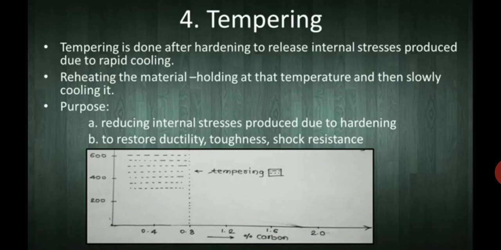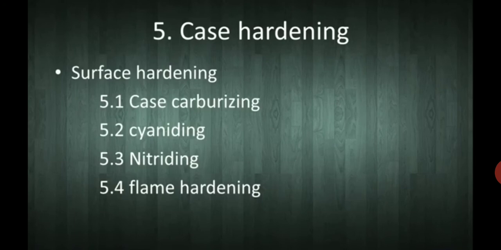The purpose of tempering is reducing internal stresses produced due to hardening. It is also used to restore ductility, toughness, and shock resistance. The next is case hardening. It is also called as surface hardening. Surface hardening is used to harden the surface.